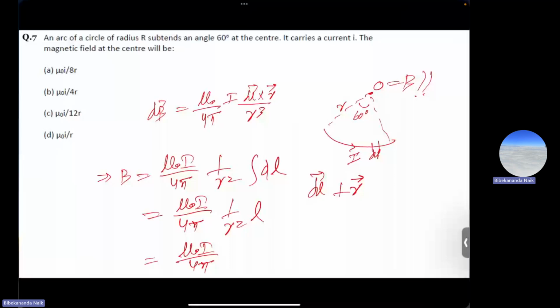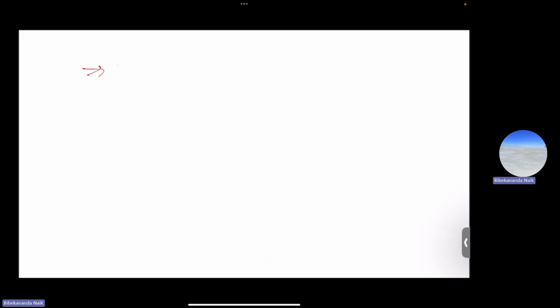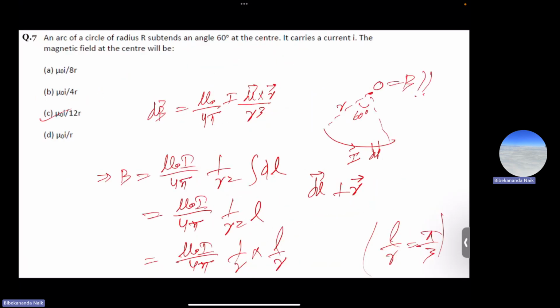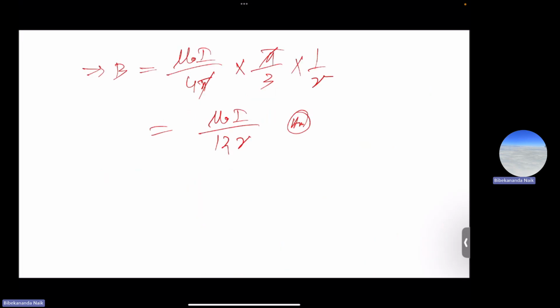So now mu 0 I by 4 pi, this is 1 by r into L by r. Since it makes an angle 60 degrees, L by r will be pi by 3. So if you put the values, B will be mu 0 I by 4 pi into pi by 3 into 1 by r. So pi gets cancelled out, so it is mu 0 I by 12 R. Or you can solve it in another way.